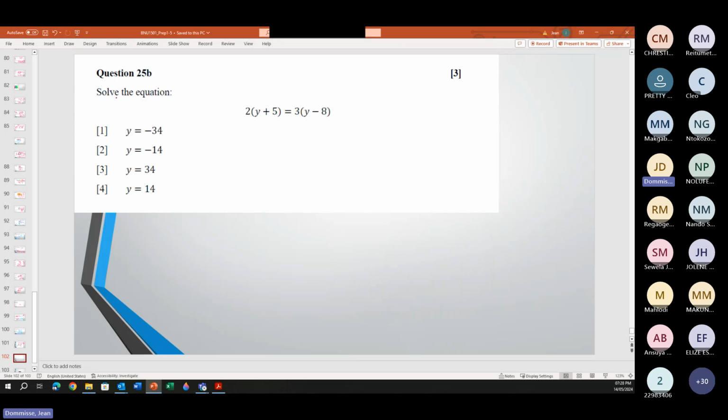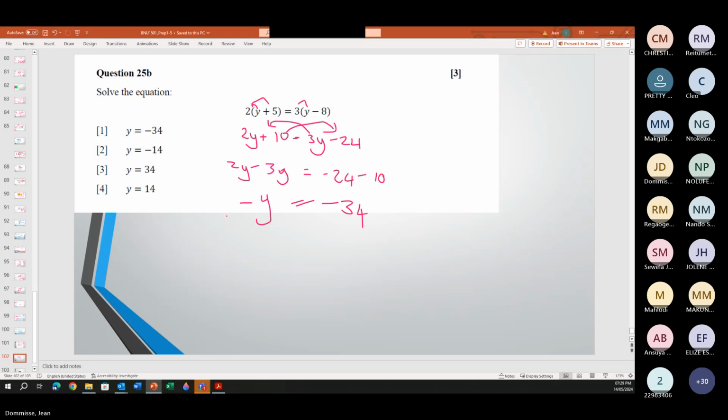Okay, let's go for the last one. Solve the equation: 2y plus 10 is equal to 3y minus 24. All the y's to the left, so 2y minus 3y will give me minus y, and all the numbers to the right, so minus 24 minus 10 gives me minus 34. So we can divide on both sides by minus. So the final answer is y is equal to 34, which is option 3.